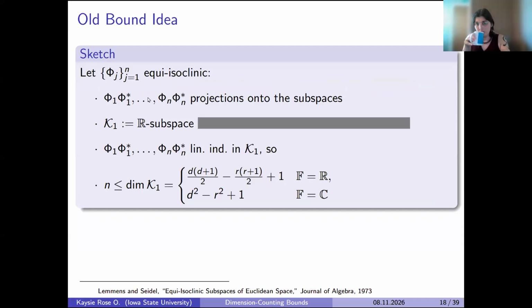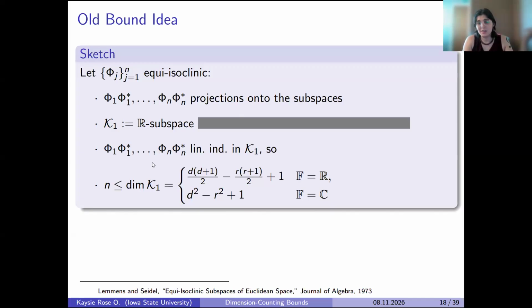You take an equi-isoclinic sequence, and then you take a big sip of water. These are isometries, so if you do this move, you get the projections onto the appropriate subspaces. They're going to define this K1. It's a real subspace that is currently redacted. It is top secret.